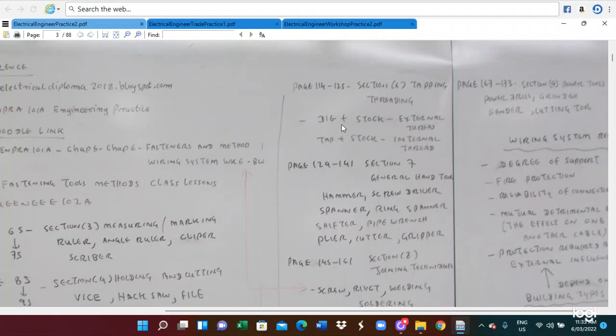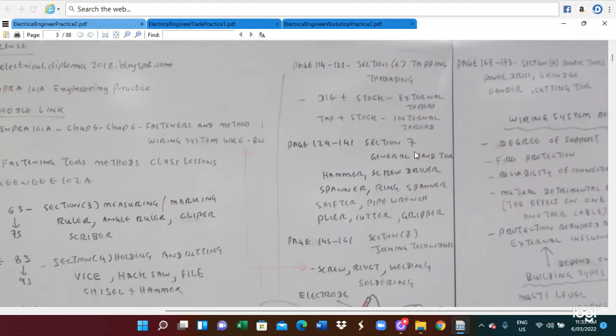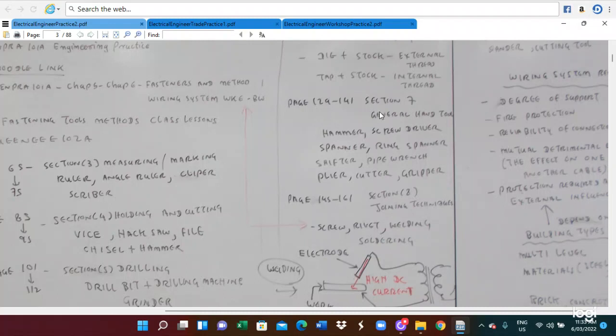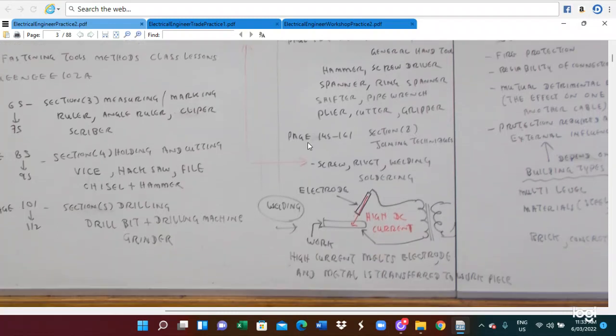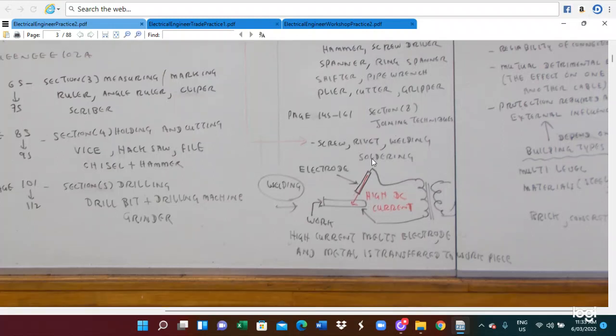It includes the die and the tap. The die is utilized to make the external thread, and the taps are for forming the internal thread. Page 129 to 141, section 7, is general handle practice. So you can read about the hammer, screwdriver, spanner, ruler, and also the shifter, pipe wrench, plier, cutter, and gripper. Page 145 to 161, section 8, is joining technique. You have to learn about the screw, rivet, welding, and soldering.